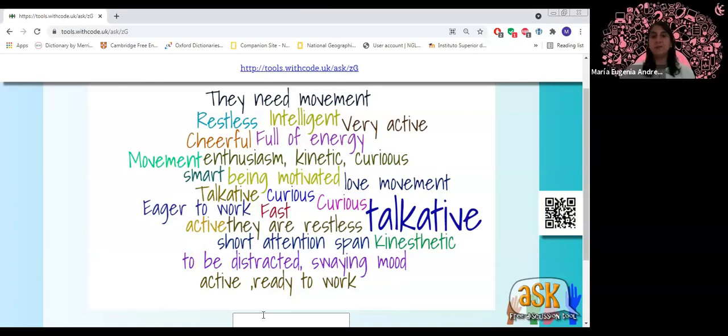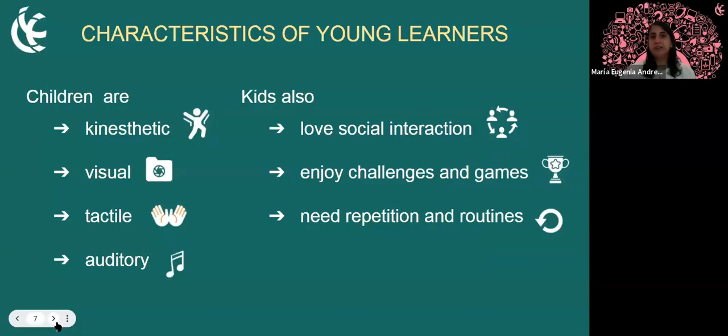Okay, great. We can agree that some of the key characteristics of young learners are the following, as you can see on the slide, and as you have answered in the cloud. Children are kinesthetic, they are visual, they are also tactile and auditory. But they also love social interaction, they enjoy challenges and games, and they need repetitions and routines. So, Andre, would you like to tell us a little bit more about this?